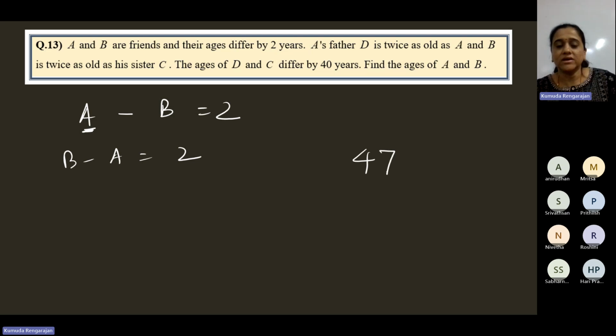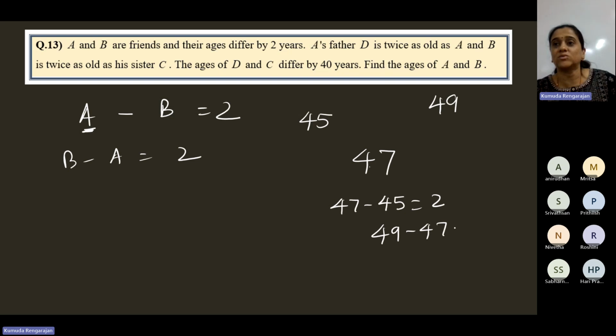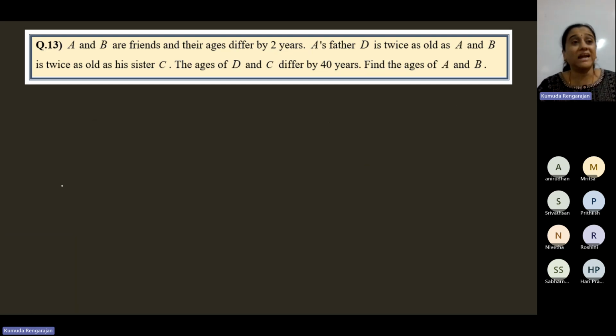Now I'm 47. If my friend's age is 45, then my age minus my friend's age is 2. But if my friend is 49, then my friend's age minus my age is 2. So you put the elder one's age first, minus the younger one, equal to 2. Here it's not clear who's the elder or the younger friend. One of that should be given to you, but it's not given. So you have two equations from the same information. Normally, one information gives only one equation, but in cases like this, you can write two equations.